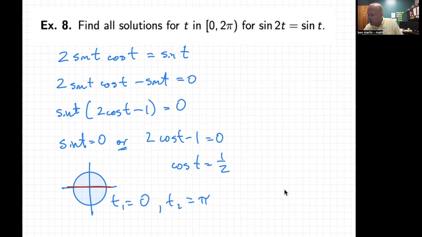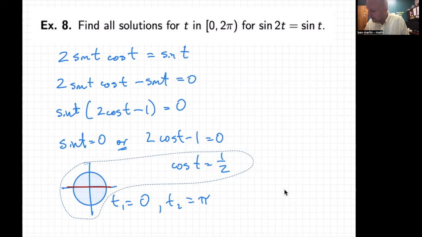This other one here of cosine t equals 1/2, I'm going to go ahead and put on another page. Actually, I'm going to put all that on the next page.